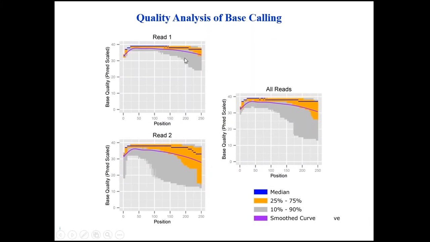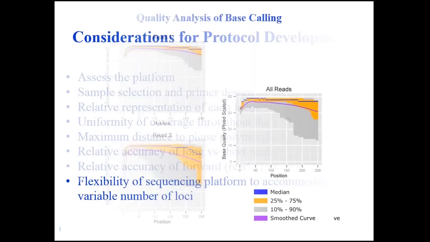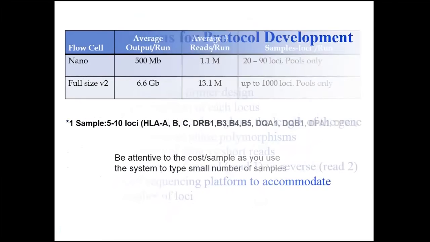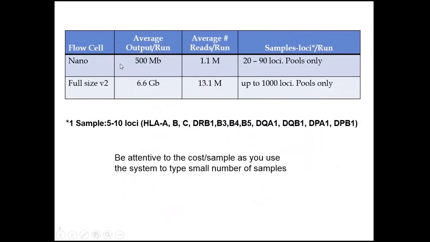Also, the relative accuracy of these two reads, whether it's forward or reverse, whether it's from one end or the other end, read one or read two, are also of different quality, and this needs to be accounted for by the software when genotyping is performed. The final element I would like to discuss is the capacity of this system.